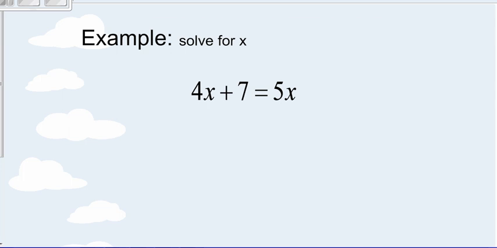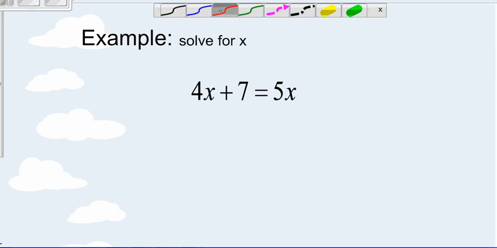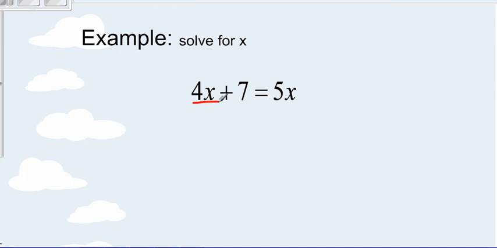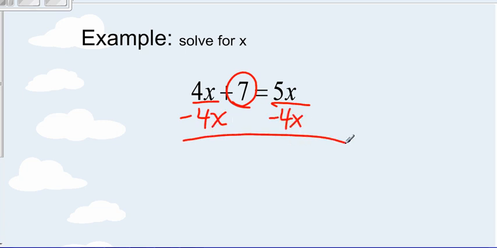When solving equations, you want to move all your like terms to the same side. So I'm going to underline my variables and circle my numbers and move them all to the same side. So I'm going to subtract 4x from both sides. So I'm going to get 7 equals x, and due to the reflexive property, we can switch that around so that x equals 7.